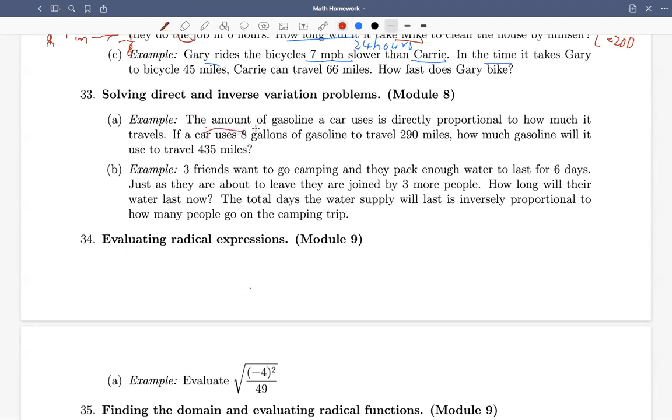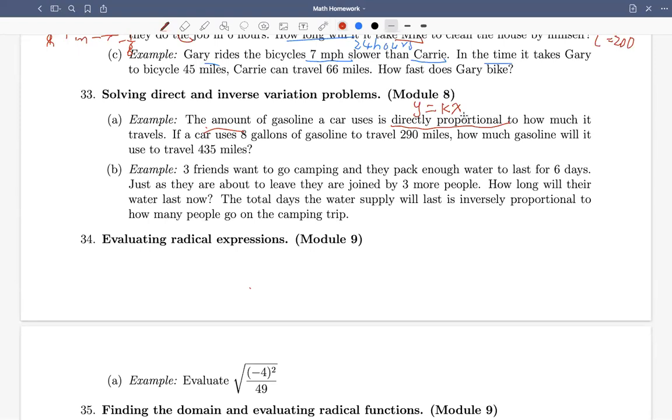Let's see, the amount of gasoline a car uses is directly proportional to how much. So when we deal with life applications, we're looking for keywords. So you see, directly proportional is a keyword. So when we see this, we think about a formula. Remember, directly proportional means two variables that are directly related.